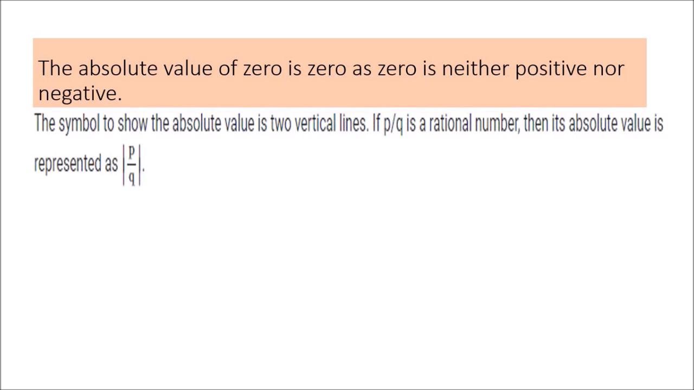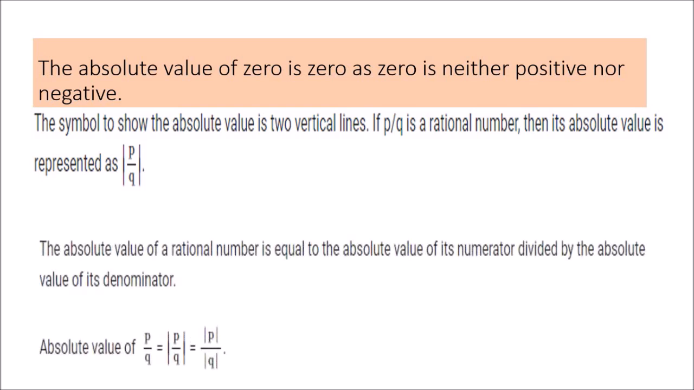If P upon Q is a rational number, then its absolute value is represented as P upon Q between two vertical lines. The absolute value of a rational number is equal to the absolute value of its numerator divided by the absolute value of its denominator. That is, the absolute value of P upon Q will be the absolute value of P upon the absolute value of Q.